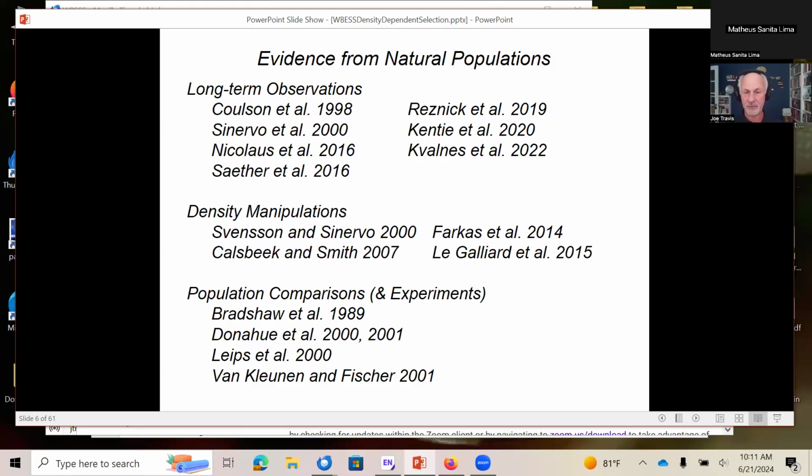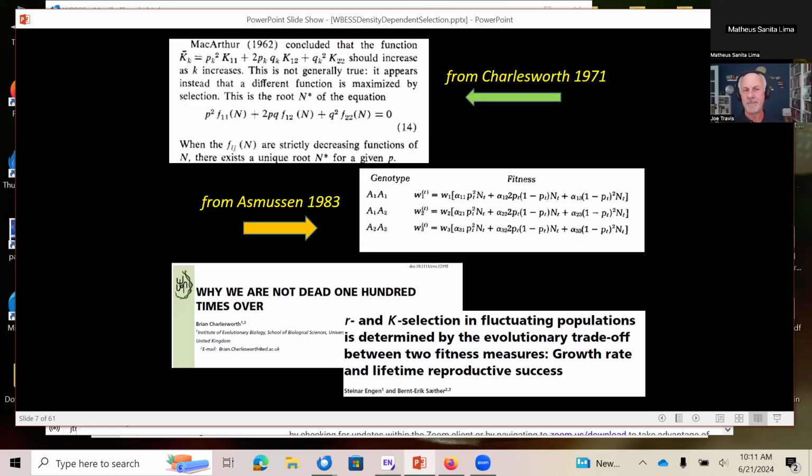However, and this is all from the field, if you think about the fact that MacArthur's paper was published in 1962, and here is my roster of compelling examples, over 60 years, that's not a lot of papers. It's not a lot of papers. Why not? Well, there have been a lot of papers on theory, starting back in Brian Charlesworth's work in 1971, through Marjorie Asmussen, Charlesworth again around 2013, Why We Are Not Dead 100 Times Over, and a series of great papers by Steinar Engen and Bernt-Erik Sæther and Russ Lande.